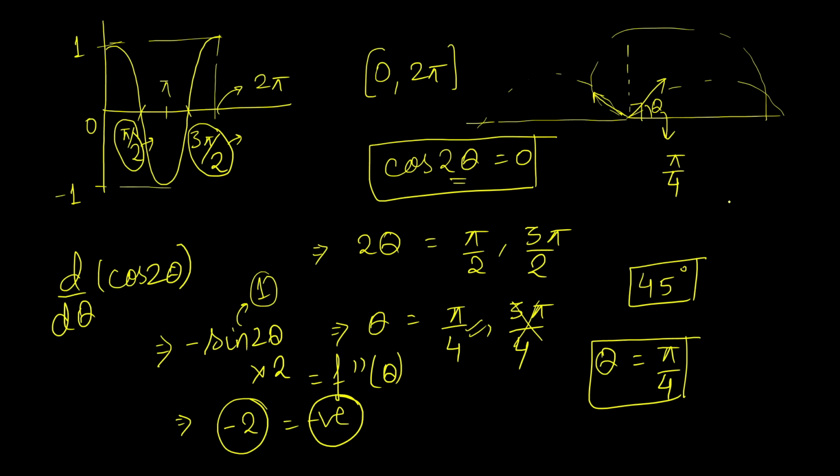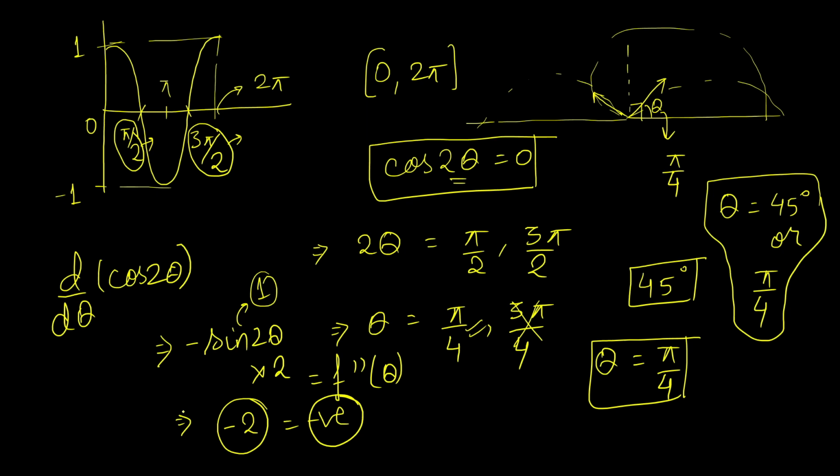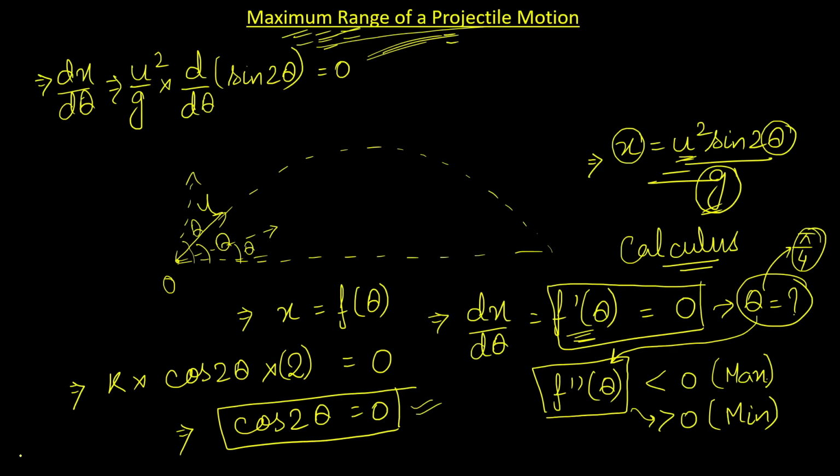So this is what needs to be kept in mind: theta equal to 45 degrees or pi by 4 is the angle for which the value of range is maximum in case of projectile. And that's what our question was. Now let us move ahead.